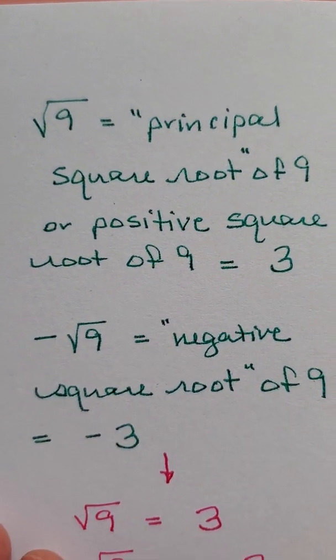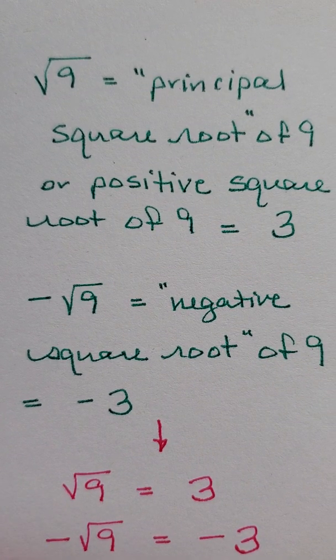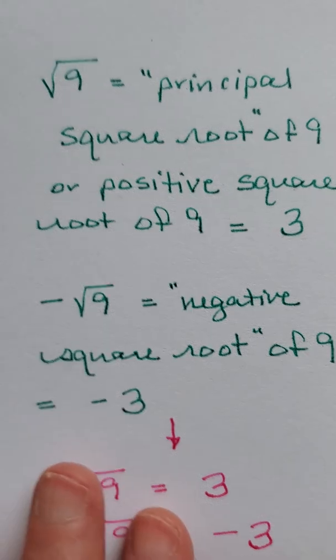Let's take a closer look here at square root. So when we write the symbol that you see at the top there, square root of 9, that means the principal square root of 9, or the positive square root of 9, which is just positive 3. If we want the negative of that, we put a negative in front of the square root. So we would read that as negative square root of 9, and that is negative 3. So the square root of 9, or the principal square root of 9, is 3, and the negative square root of 9 is negative 3.